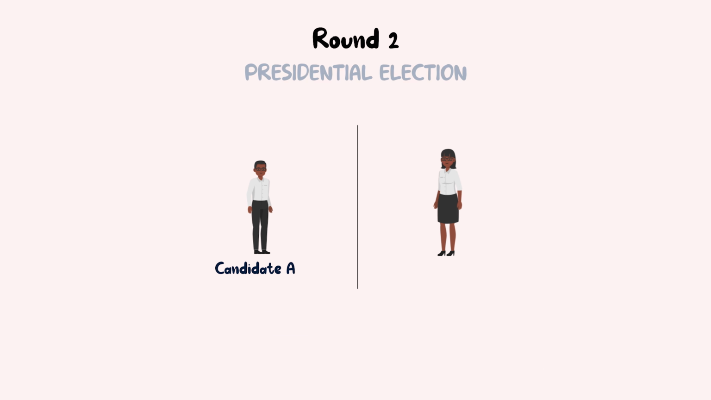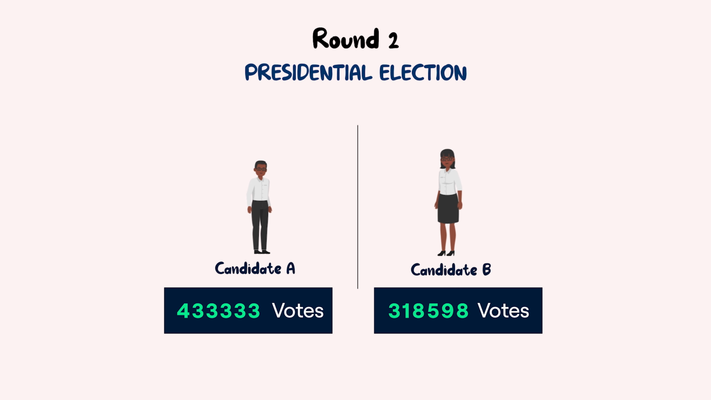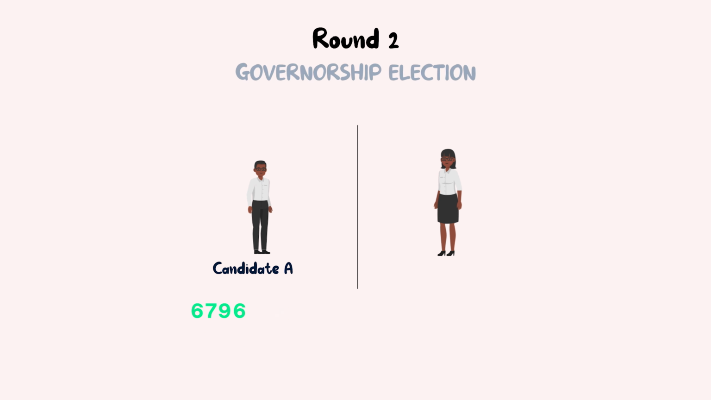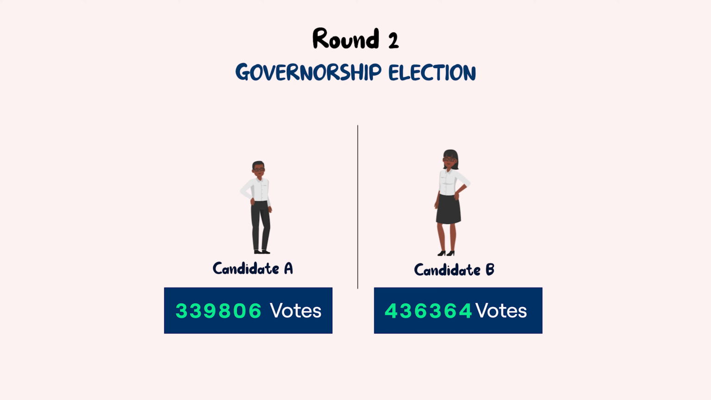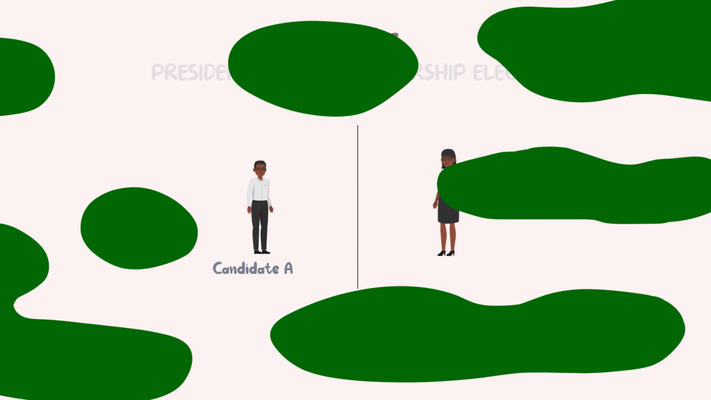At the end of this second round elections, a candidate is declared winner if he or she gets the highest number of votes cast in the election, and for president also gets 25% of all the votes cast in more than 24 states of Nigeria and the FCT. But for governors, it will be 25% of votes cast in at least 2/3 of all the local government areas in the state. But let's look at scenario 3.